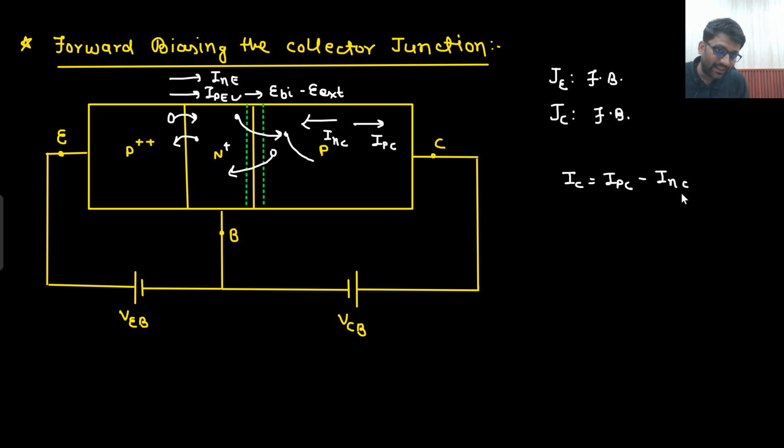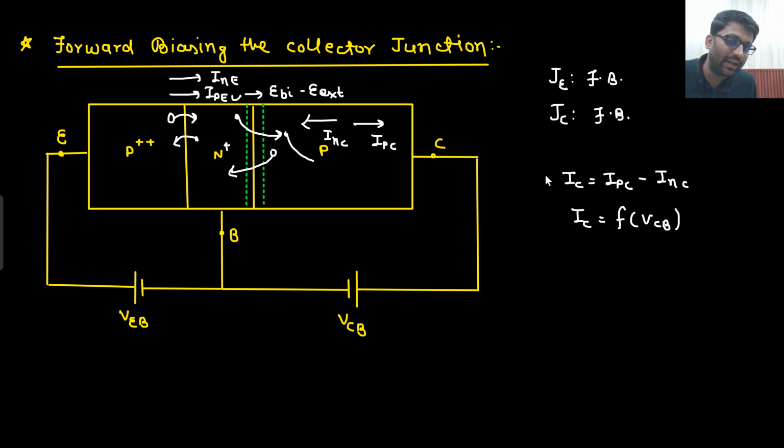The value of this INC would depend on this VCB. If you increase VCB, that means you are increasing the forward bias. That means more and more electrons will be diffusing, and more and more current would flow. So the value of INC depends on this VCB. If this depends on VCB, that means IC has also become a function of VCB. So this is the first thing that we did not want.